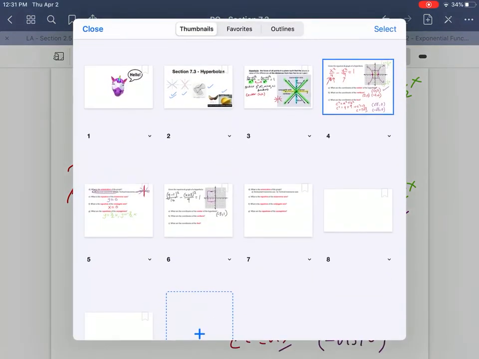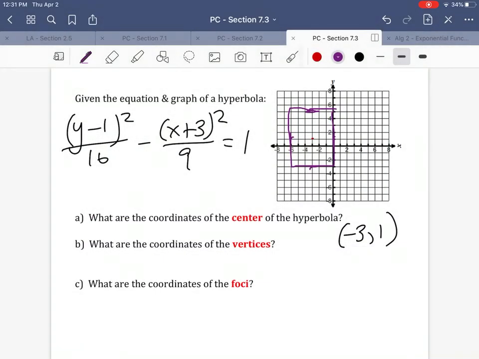So let's see, the y is first on this one. So that means that here is my vertex right there and right there. All right, so my vertices are at negative 3, 5, and the other one is at negative 3, negative 3.